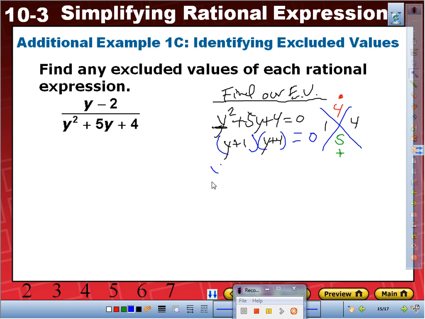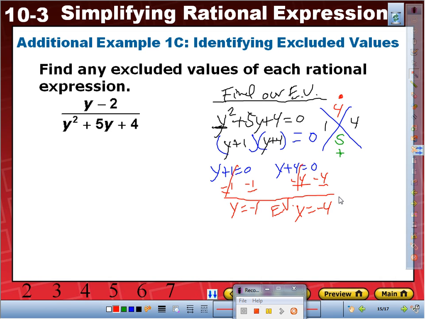Very good. Set each factor equal to 0. y plus 1 equal to 0. y plus 4 equal to 0. And now we can solve. Minus 1, minus 1. y equals -1. Minus 4, minus 4. y equals -4. These are my excluded values. Are we there? Okay. So what would be another way of writing that we cannot include those in here? I'll take a volunteer.